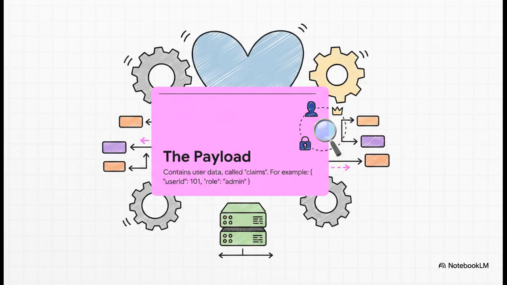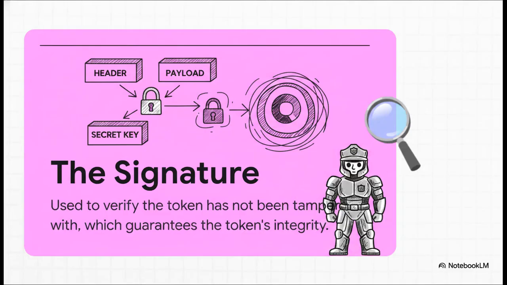All right, let's jump right to the middle part, the payload. Because honestly, this is the heart of the whole token. This is where all the juicy, useful information lives. It's got what we call claims, basically just pieces of data about the user. Think user ID, maybe their role, like admin. And here's the kicker. This is the info your server uses to decide what that user can and can't do, all without ever having to hit the database. Pretty cool, right?